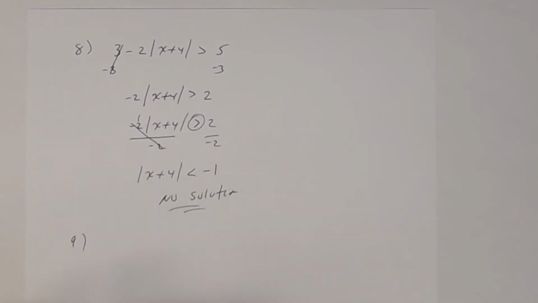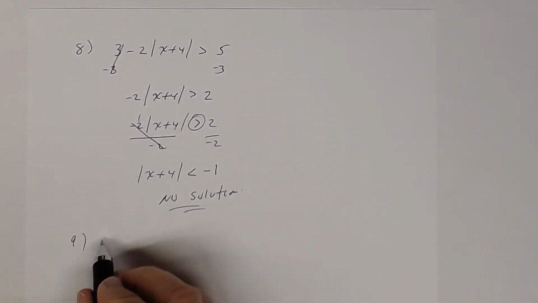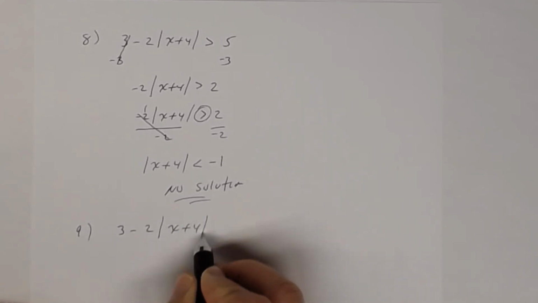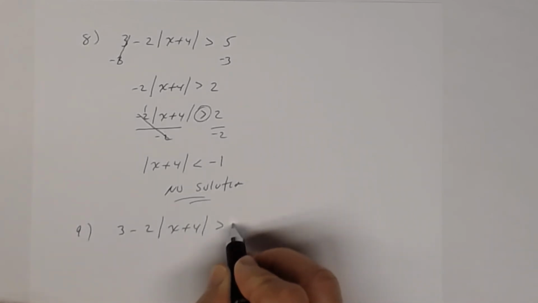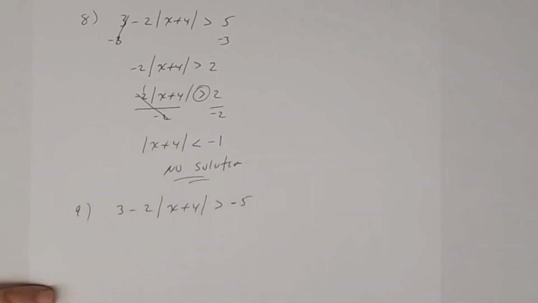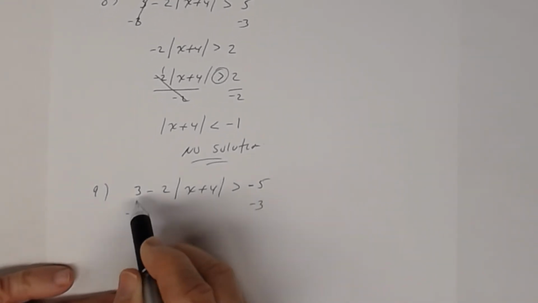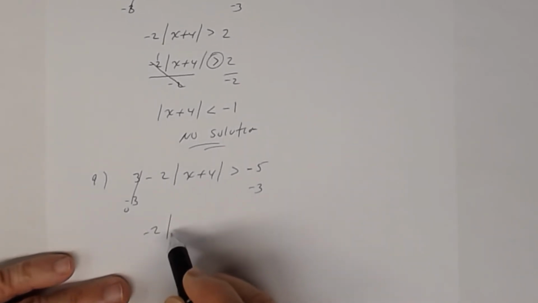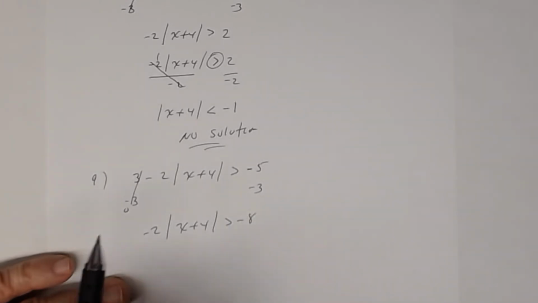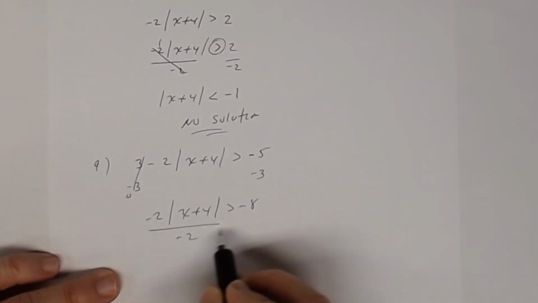Number 9, I'm going to redo the same problem, but this time I'm going to make sure this is positive. So let's say we had this for number 9. We had 3 minus 2 times the absolute value of x plus 4 is, let's say, greater than negative 5. Okay? So this one was 5, this one's negative 5. Let's see what happens. Okay, so I'm going to subtract 3 from both sides. And this is 0, so I get negative 2 times the absolute value of x plus 4 is greater than negative 8, right? Okay, and then we're going to divide both sides by negative 2, just like this.